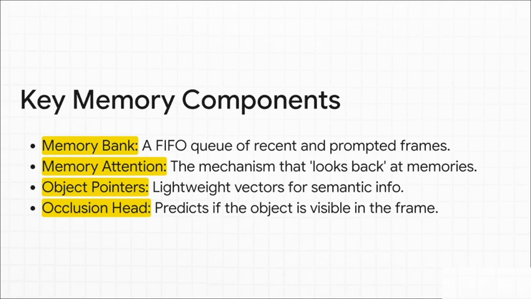And if we dive a little deeper into these components, you can see just how clever this whole system is. The memory bank isn't just a random pile of old frames. It's a structured queue that prioritizes the most recent frames and, importantly, any frame a user clicked on. Then you have object pointers, which act like a little mental tag for the object. And there's a brand new component called the occlusion head, which is smart enough to predict when the object is completely hidden, so it doesn't get confused and start tracking the wrong thing.